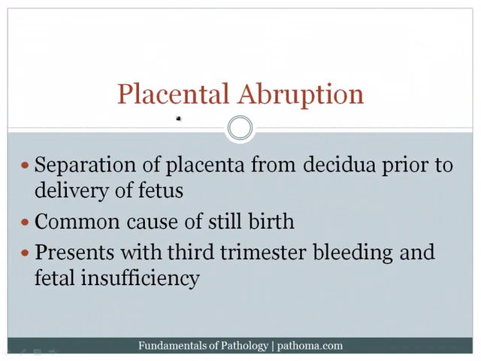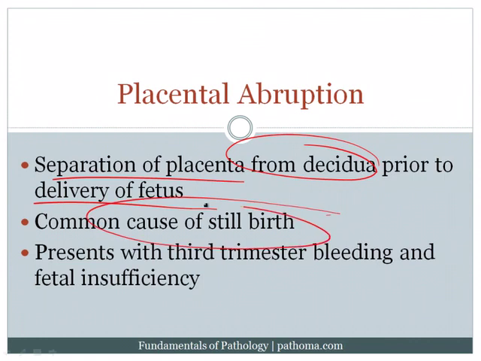Another complication is called placental abruption. And what's placental abruption? That would be where you have a placenta, like this, and the placenta abruptly begins to separate from the uterine wall. So that's placental abruption, and that's what I've stated here. Separation of the placenta from the decidua prior to delivery.